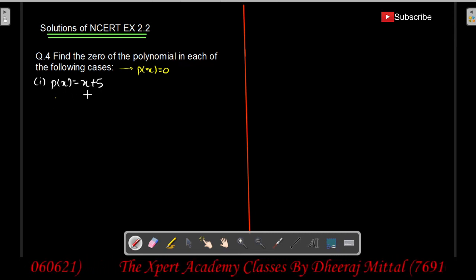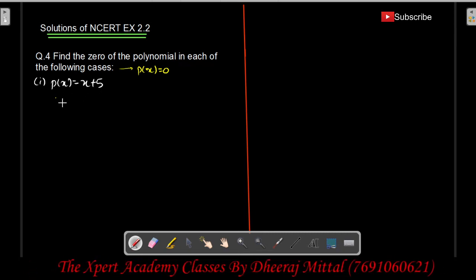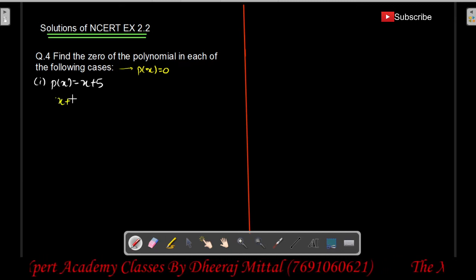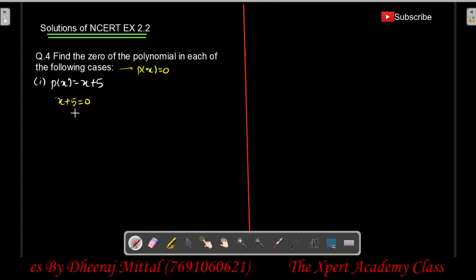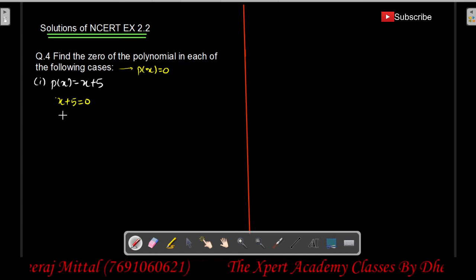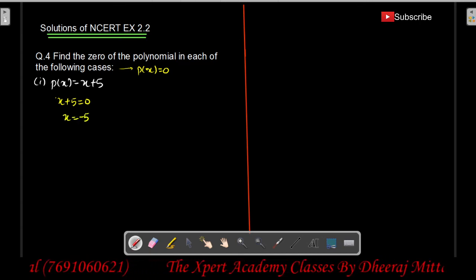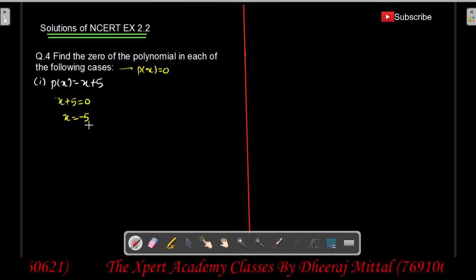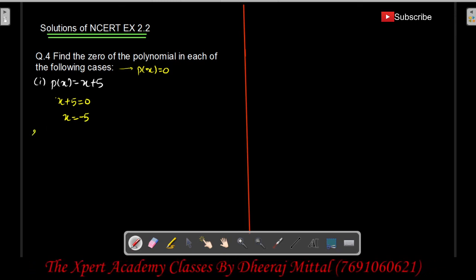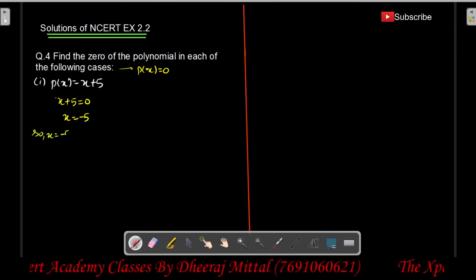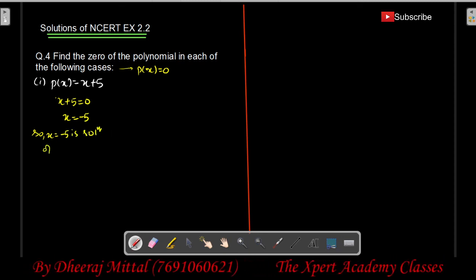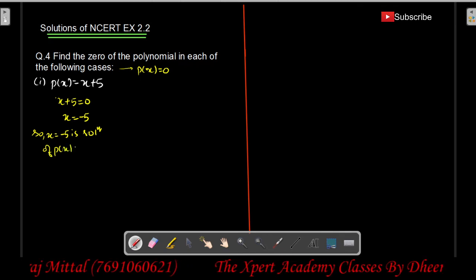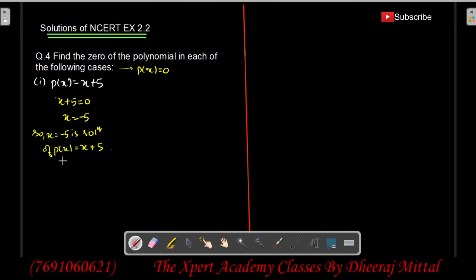So in first case we will put x plus 5 is equal to 0. So on transposing, plus 5 we will bring to this side and it becomes minus 5. So x is equal to minus 5. So x is equal to minus 5 is the solution of p(x) is equal to x plus 5.